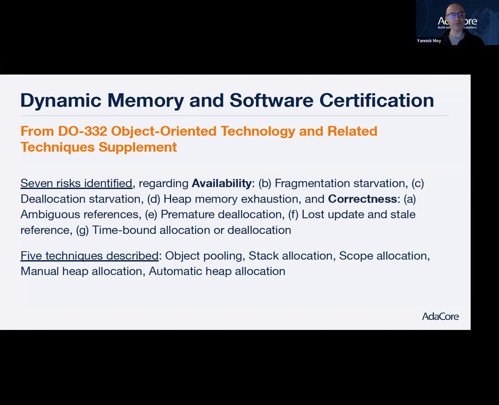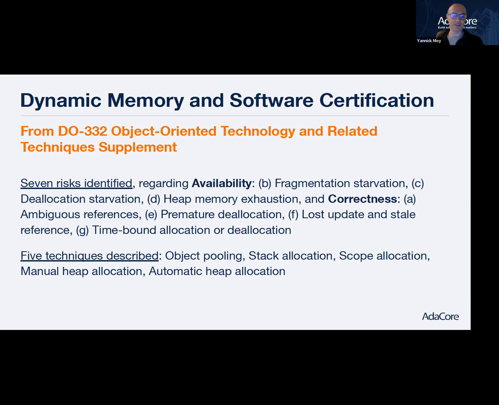Risk A, ambiguous references, relates to the fact that there are no unforeseen aliases to memory. Risk E, premature deallocation, deals with the fact that memory is not deallocated while it's still in use. Risk F, lost updates and stale reference, is particularly applicable to garbage collection, which moves memory. And finally, risk G, time-bound allocation and deallocation, is especially acute for the use of garbage collection, but other techniques need to take care of it too.